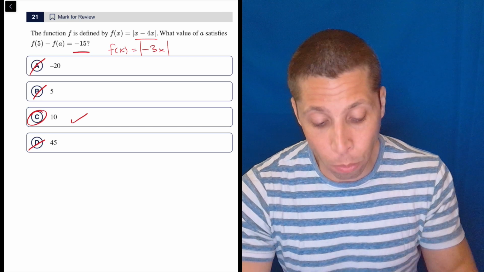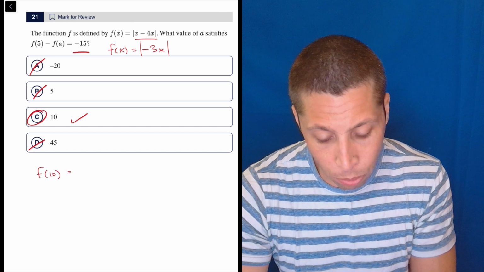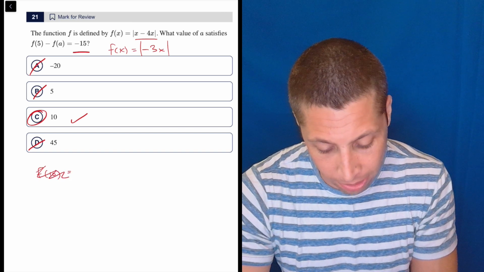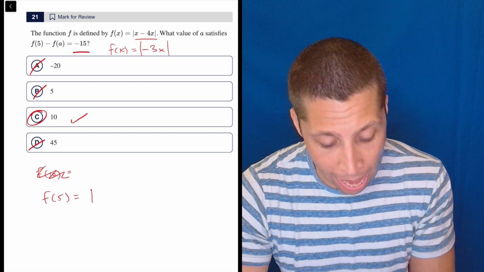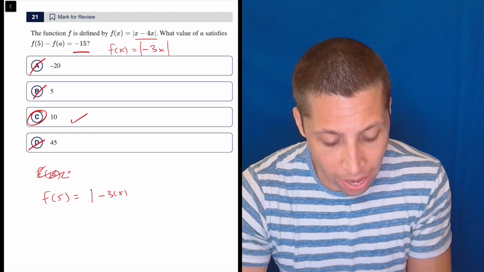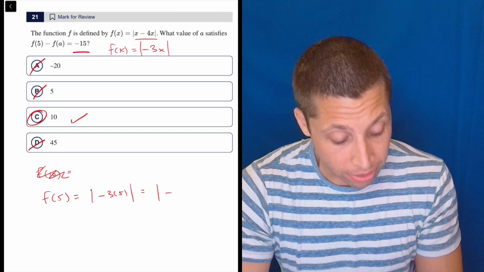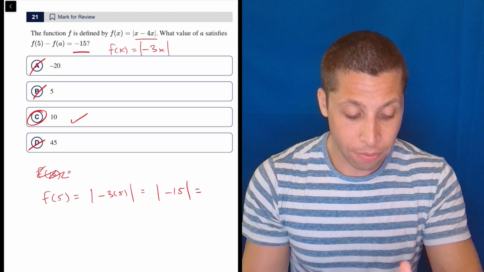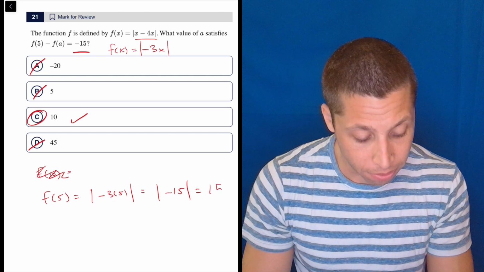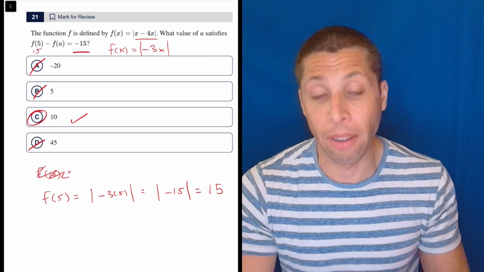So if I were to do f of 10, or let's do f of 5, since that's first, right? So f of 5 would be the absolute value of negative 3 times 5. So that's the absolute value of negative 15. And now those absolute value bars can go to work. Negative 15 becomes positive 15, right? So that's what's going on there. So that gives us that value.